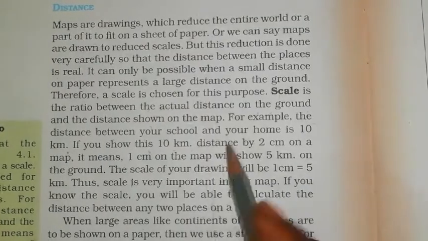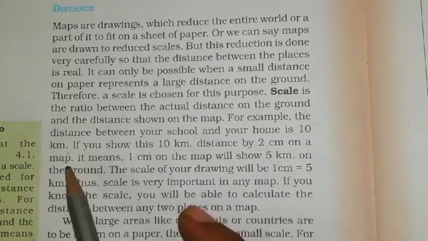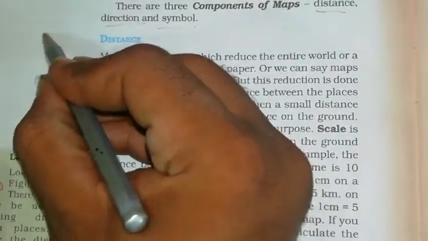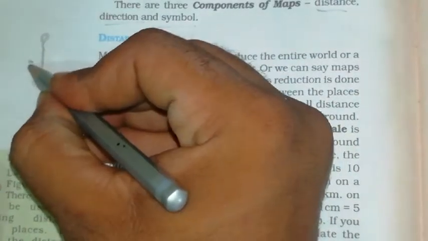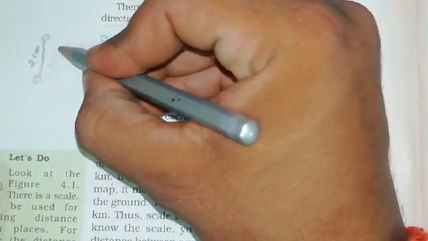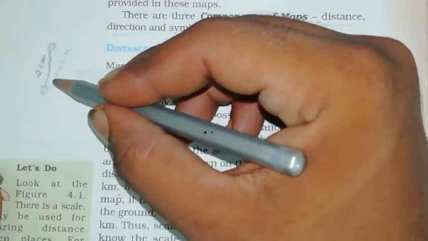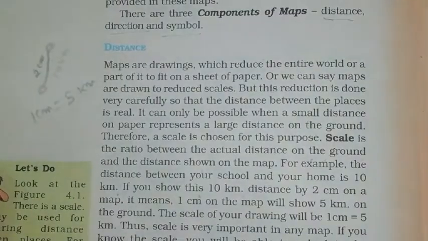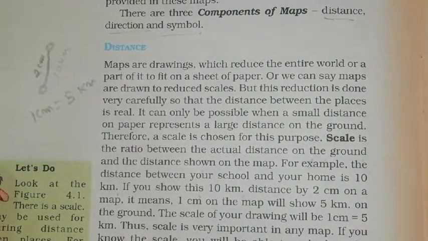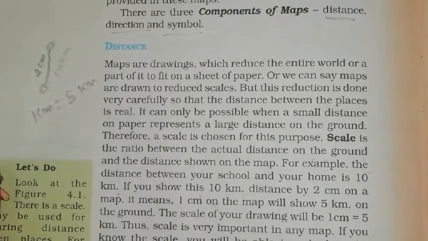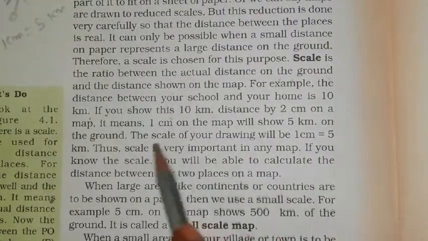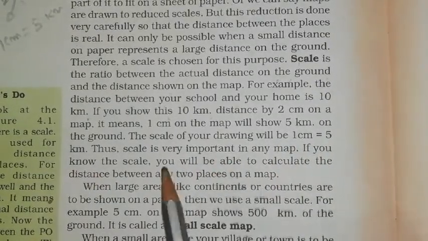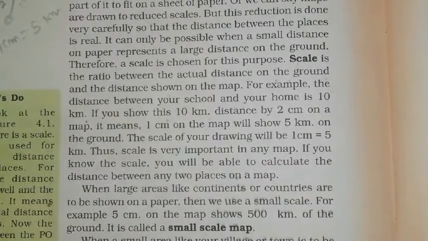So if we use a distance of 2 centimeters on the map, it means that, look, like this is your school and this is your home. The distance on the map is 2 centimeters, but actually it is 10 kilometers. Then you can say that 1 centimeter equals 5 kilometers, because 2 centimeters equals 10 kilometers. So the scale of your drawing will be 1 centimeter equals 5 kilometers. Thus the scale is very important in any map. Yes children, it is very important in any map.